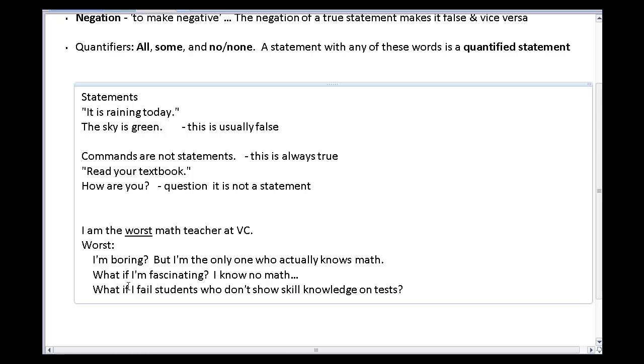So at the end of the day, "I'm the worst math teacher at VC" is not very good. It's not a statement because it doesn't have to be true or false. And in particular, depending on your definition of worst, it might be a true statement and a false statement at the same time. Something like "it's raining today," we don't have arguments about what the word raining means. So that's enough for statements. Here's some things I can do with it. Let's talk about some negations.